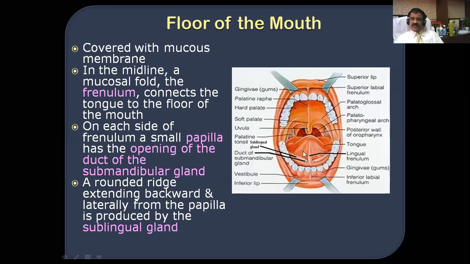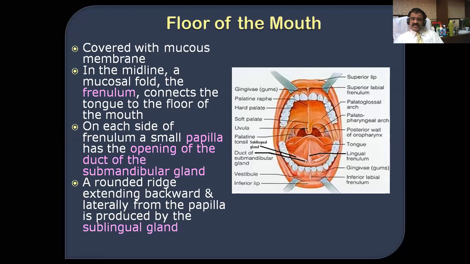On each side of the frenulum, a small papilla has the opening of the duct of the submandibular gland. So there is a small papilla, meaning a small elevation. On that there is the opening of the submandibular gland. So always the ducts open on a papilla. उंचवटे असतात त्याच्यावरतीच ती duct open होते. Okay.